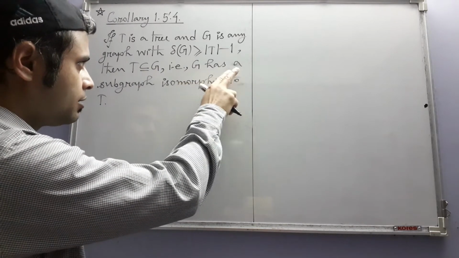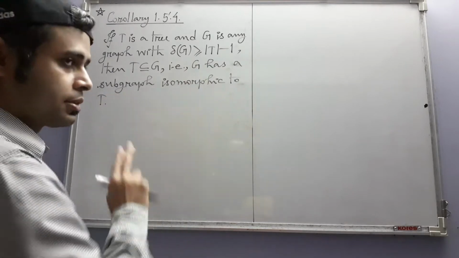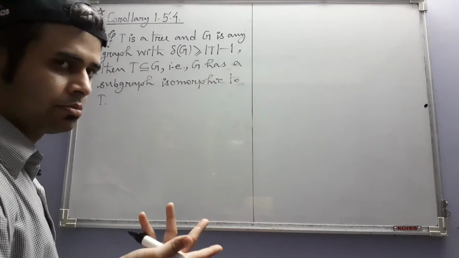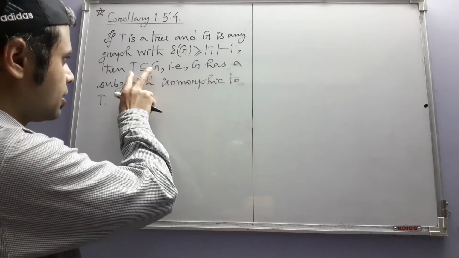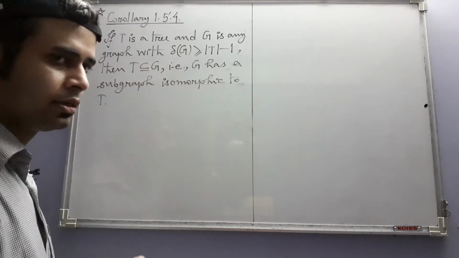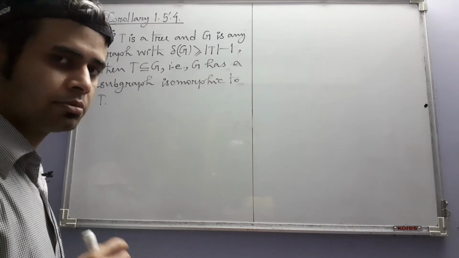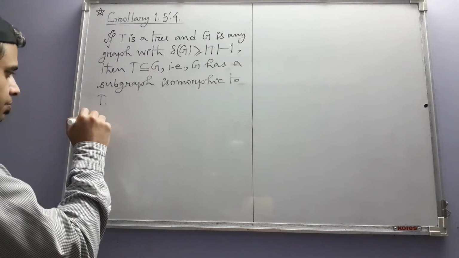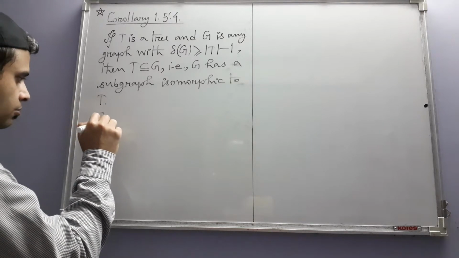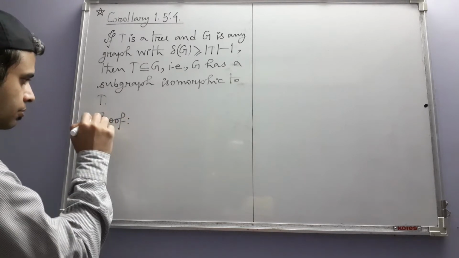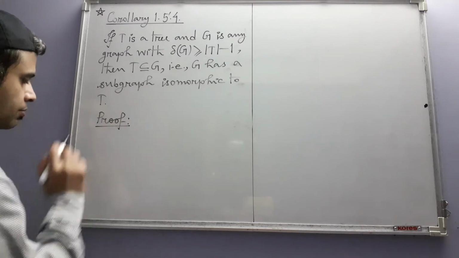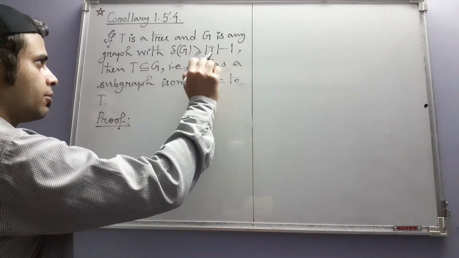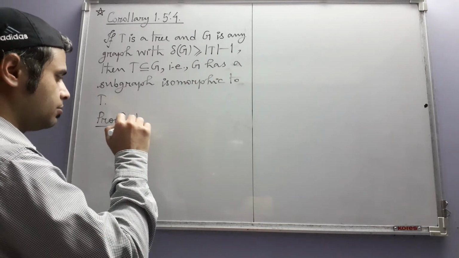This technically correct statement that G has a subgraph isomorphic to T can also more loosely be expressed like this, using the subgraph relation. That's because we do not distinguish between isomorphic graphs. So let us now see the proof. The proof is by induction on the order of T.